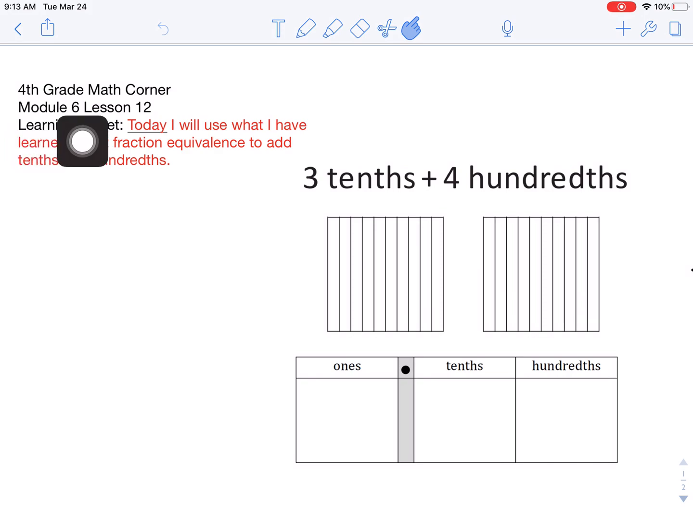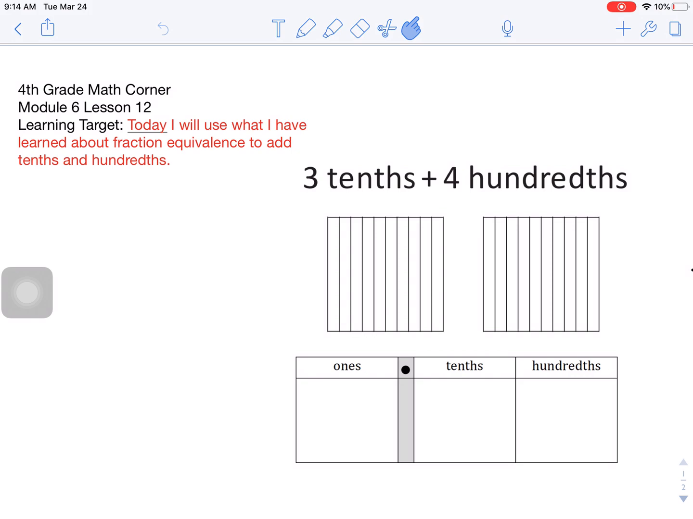Today we are doing Module 6, Lesson 12. Our learning target is today I will use what I have learned about fraction equivalents to add tenths and hundredths. We are in a new topic today. So today we are going to be adding tenths and hundredths together to find the total.